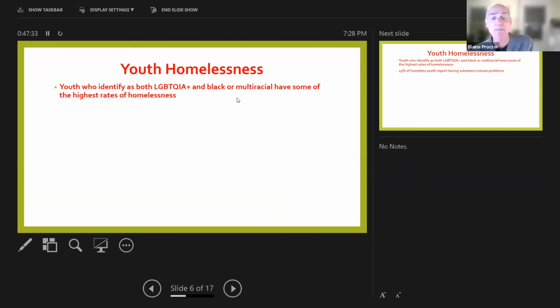Youth who identify as both LGBTQIA and Black or multiracial have some of the highest rates of homelessness. In New York City, more than 1 out of 3 homeless youth between the ages of 13 and 20 identify as LGBTQIA, and those youth are more frequently young people of color.